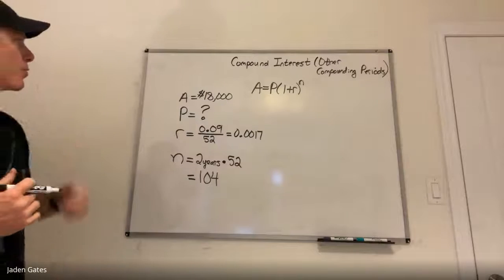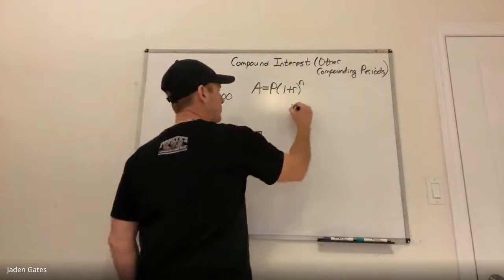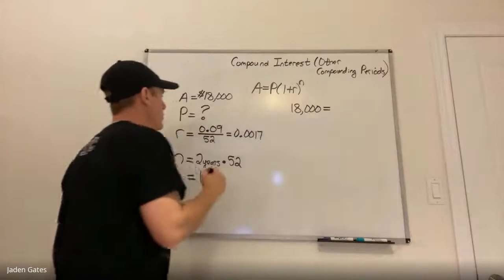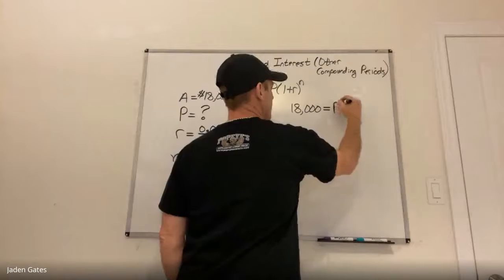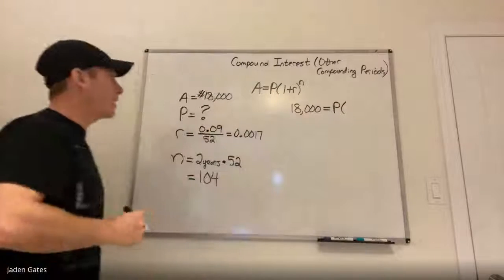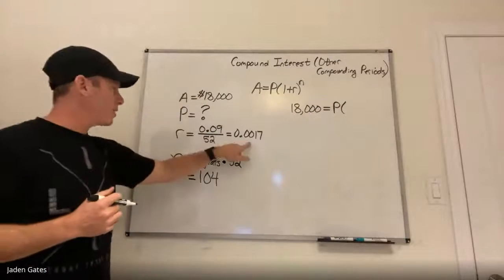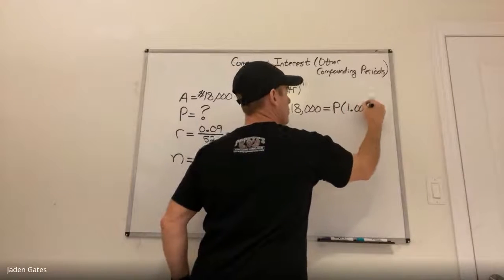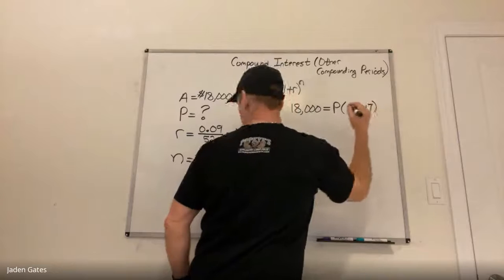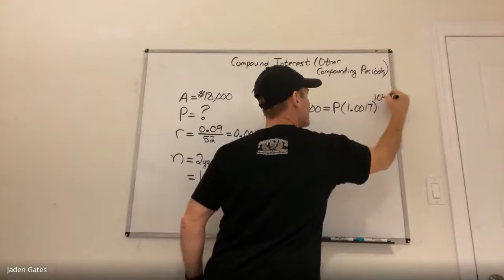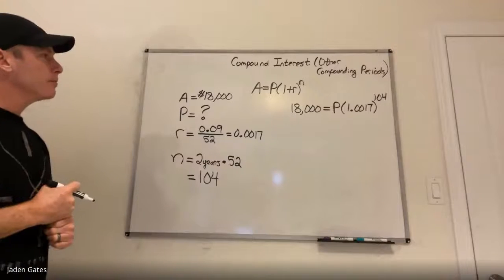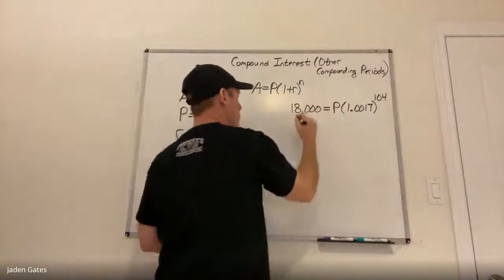All right, so I'm going to substitute in $18,000 is equal to, I don't know my principal. And then again, in the bracket is 1 plus my interest rate. So I'm going to have 1.0017 to the power of n, which is the number of times the interest is going to be added. So 104 times.